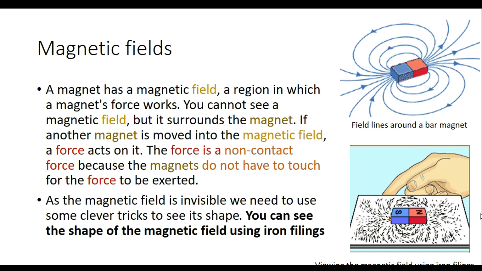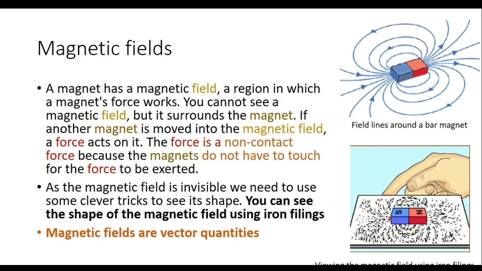You can't see the magnetic field normally, but it's surrounding the magnet. If another magnet is moved into the magnetic field, then the force acts on it. And the force again is a non-contact force because the magnets do not have to touch each other. So magnetic fields and electric fields are very similar. They're both non-contact forces, and they're both regions where a force works, and that force is a non-contact force.